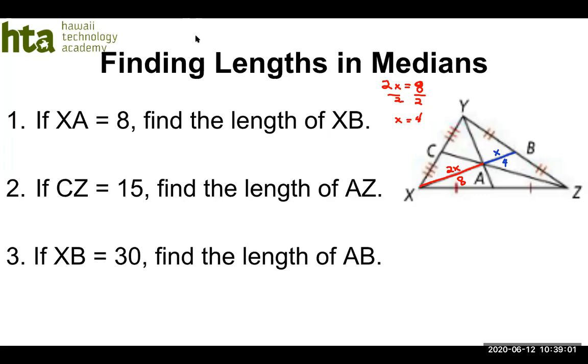All right, so AB is 4. What is the length of the entire median from X to B? Now that we know both, we add the 8 and the 4 together to get 12. So the length of XB is 12.